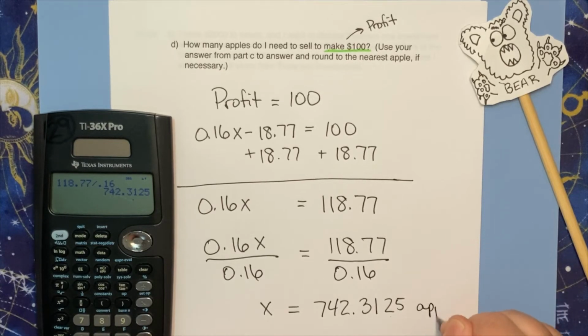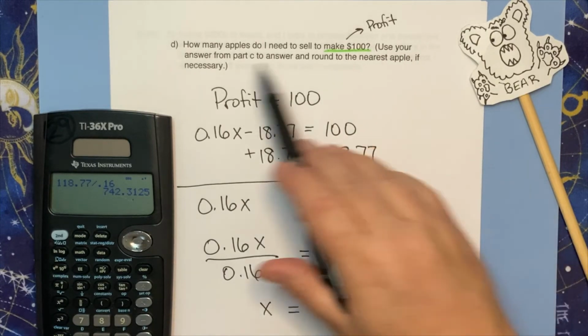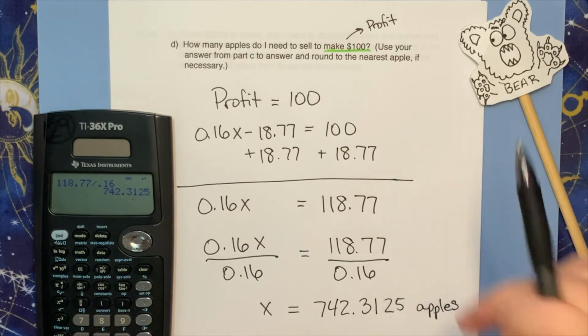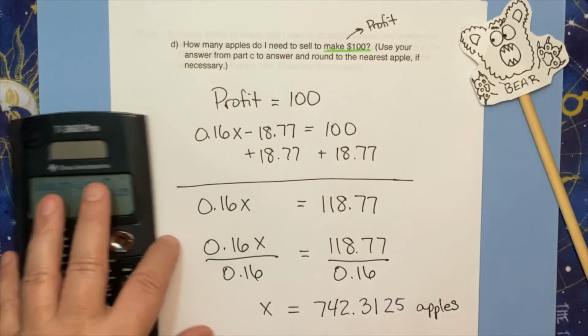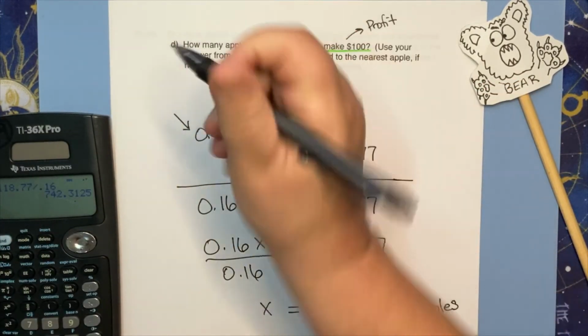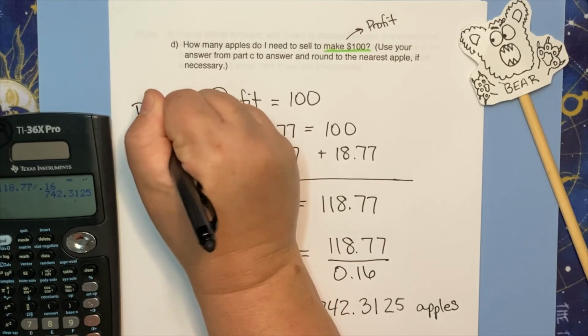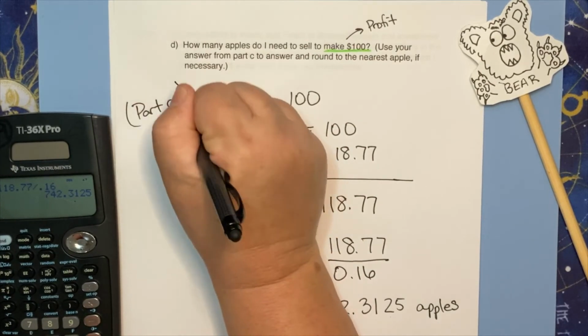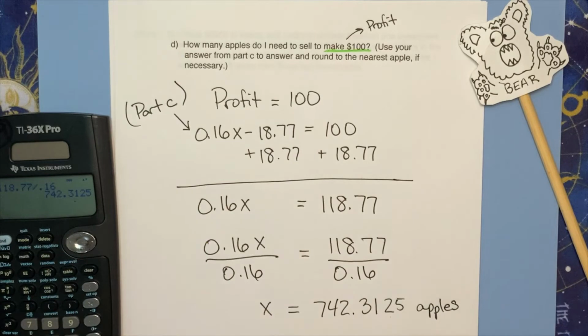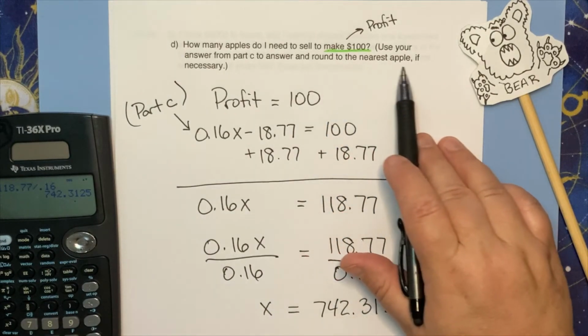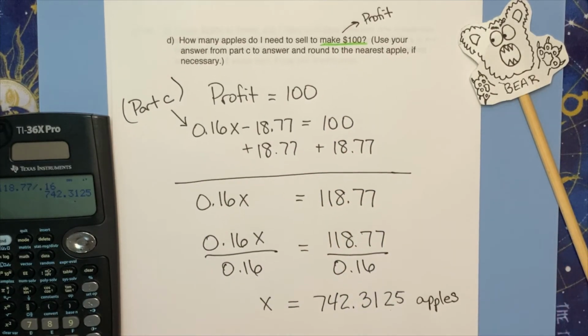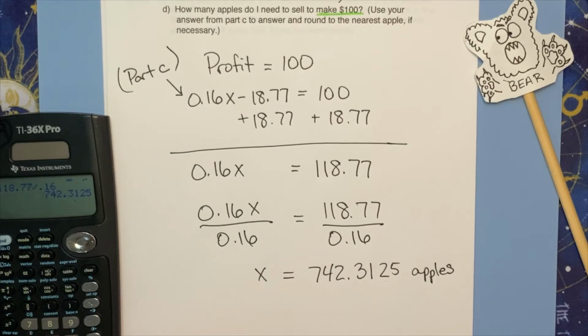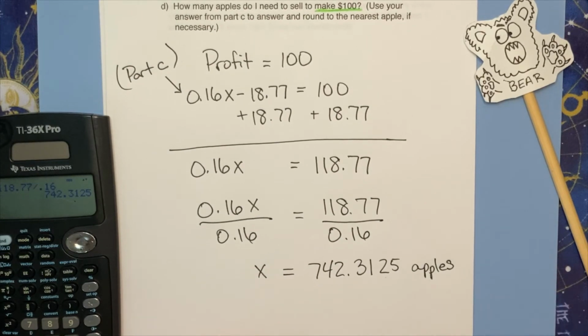Apples. Now the question is how do we round? And then it says use your answer from part C, which we did. There's part C right there. And round to the nearest apple. So in other words, I'm telling you, don't worry too much about how to round. I'm just going to say just round with the standard rounding rules.